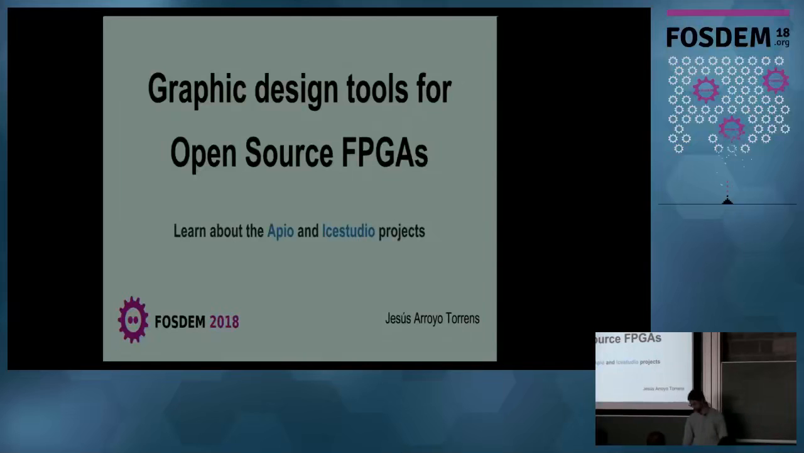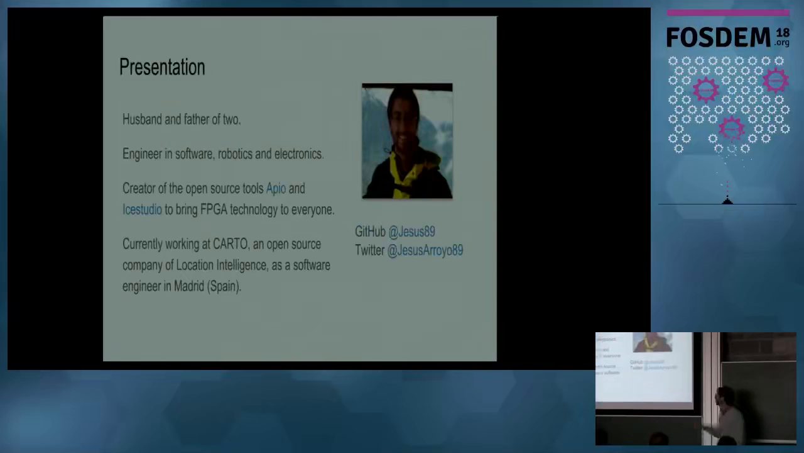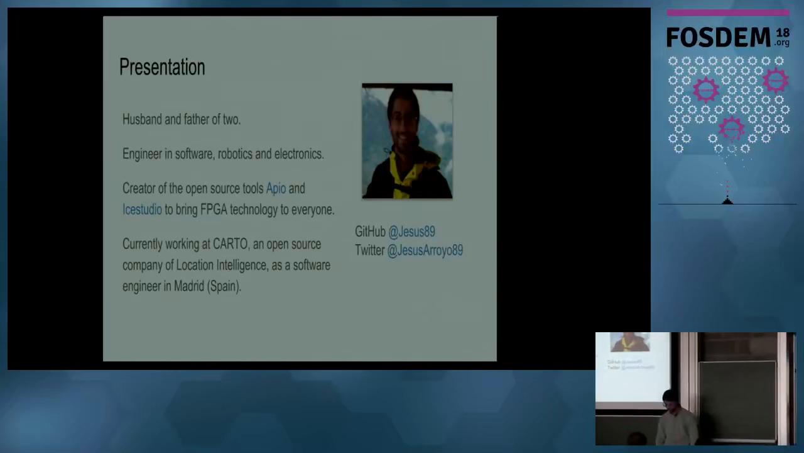So I'm Jesus Arroyo. Well, a little presentation. I'm a husband and father of 2 little boys. I'm an engineer in software and also robotics and electronics. I'm the creator of the Apio and Icestudio projects, and now I'm working on Carto, an open source company of location intelligence in Madrid, Spain.